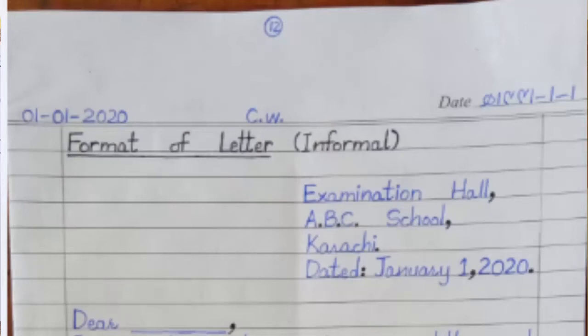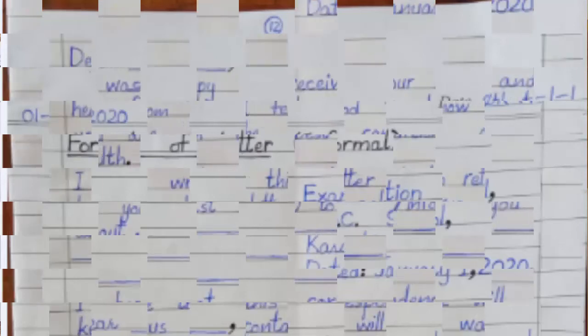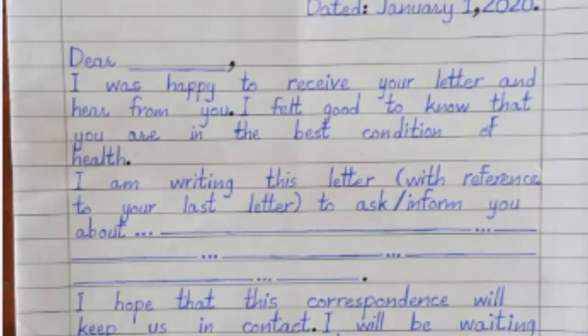And then from half of the page, from the right hand side, you will write the address of the sender or writer: Examination Hall, A.B.C. School, Karachi. Dated January 1, 2020. This is an exemplary date I have mentioned here. You will mention the date on which you are writing a letter. Then you will skip one line, and then from the left hand side, from the margin line, you will start the salutation: dear brother, dear sister, or dear mother, dear father, or dear whoever you are writing.